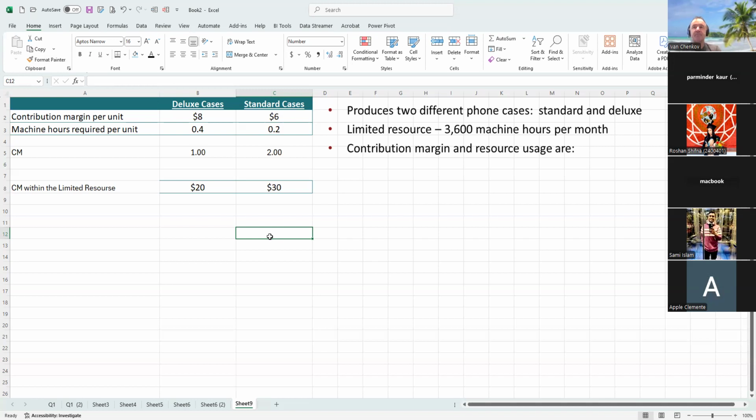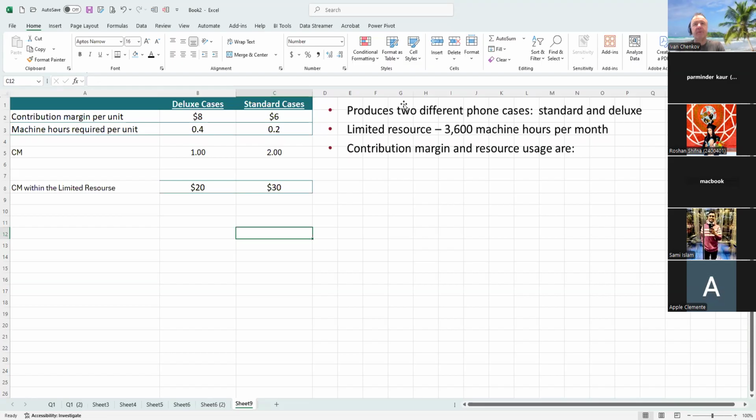Make sense? Yes, Professor. In this case, I know what you have said, but if we do an example or exercise like this, can we do it this way? Maybe 3,600 divided by 0.4, so that we have the total units if we spend all the limited resource on one product, and multiply by the contribution margin per unit, so that we have the total contribution margin. And which one is higher? That's the one we will focus on.